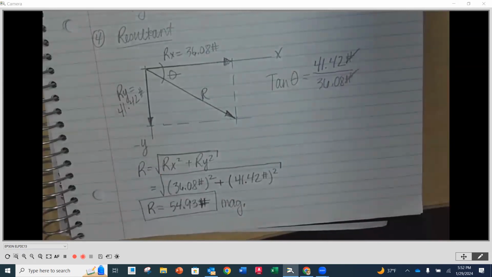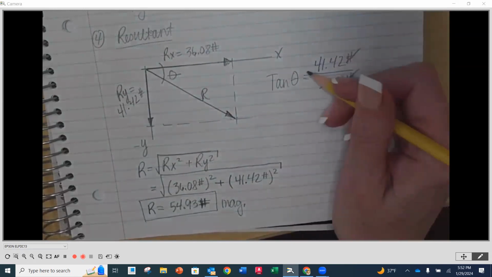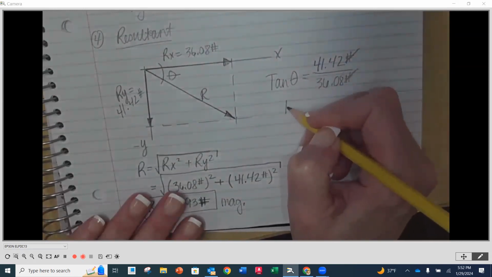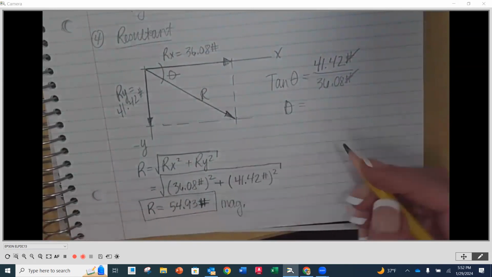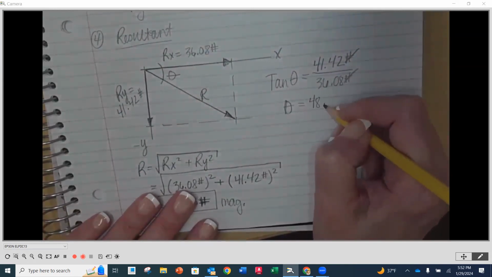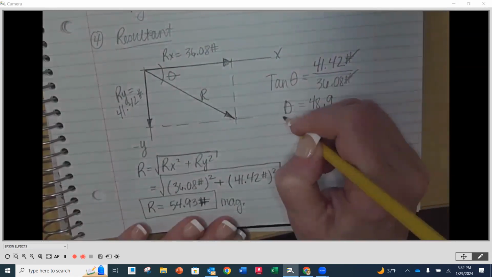Pounds cancel, put the units in there. And that's exactly what we want. We want this to be unitless. And then when we do our inverse tan function, we will get our value. I get 48.949 degrees, right?